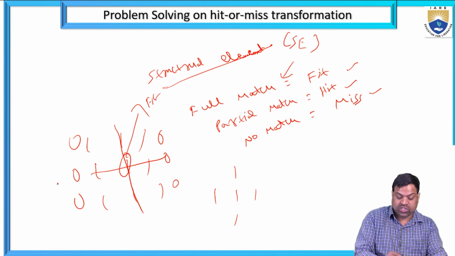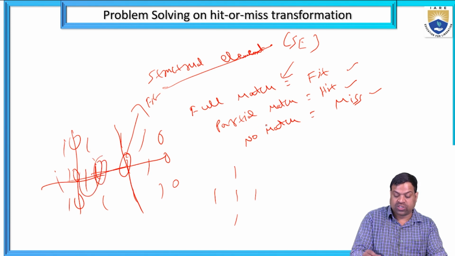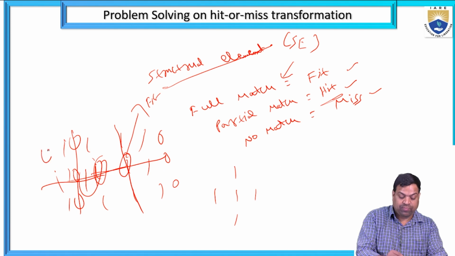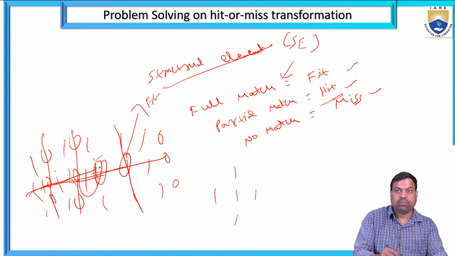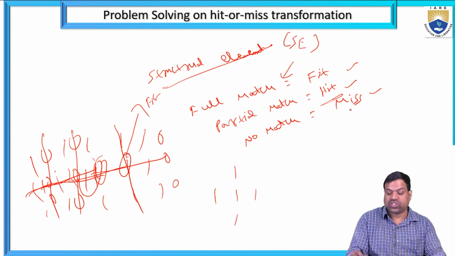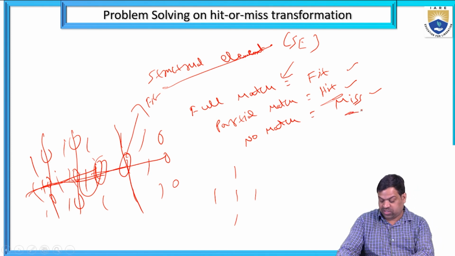If partially matched, if I'm taking like this, okay, 1 1 1 1 1, only one is matched, that is a partial match. If no matching, here I'm taking and keeping it like this, all ones are there but all backgrounds are 0, it is no match, that is the miss.